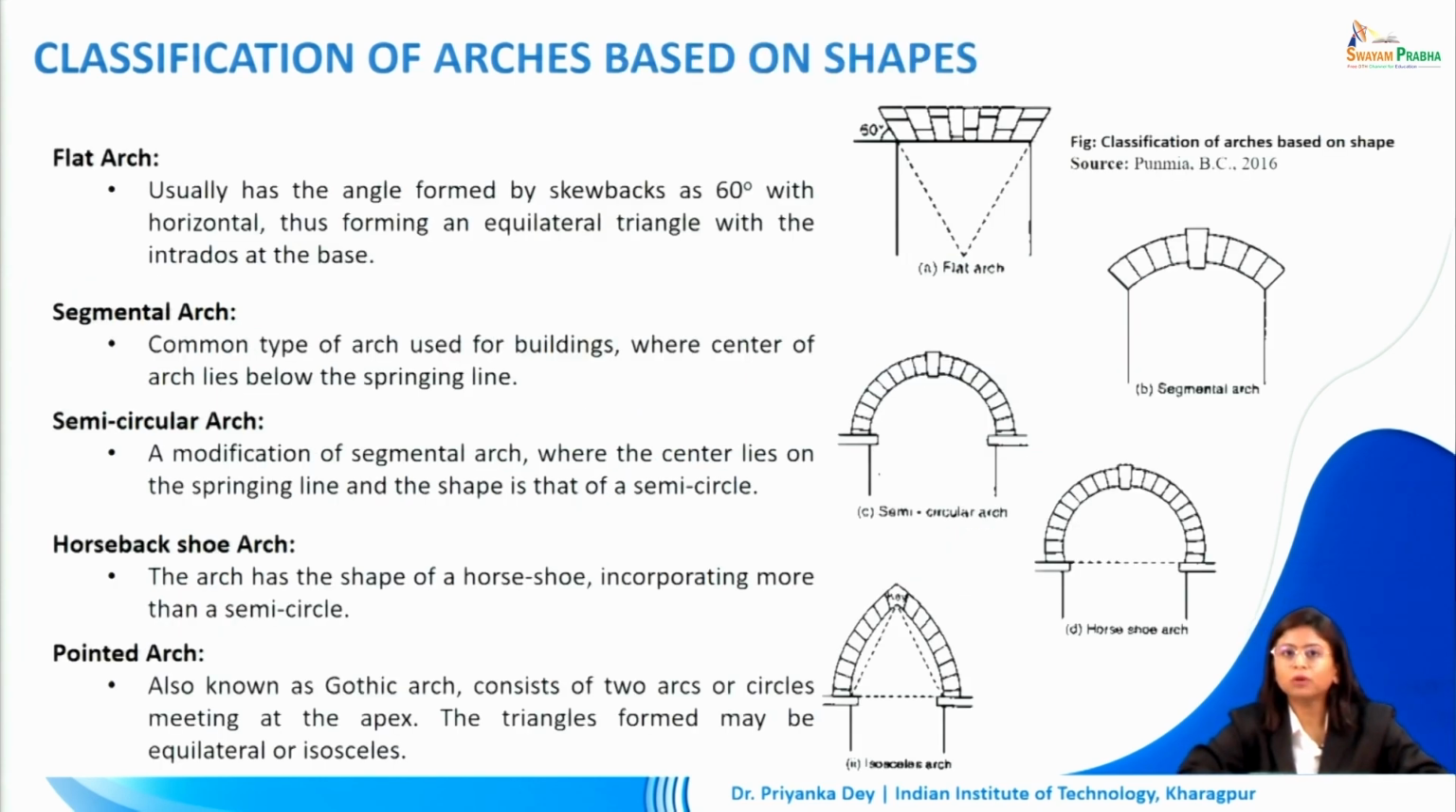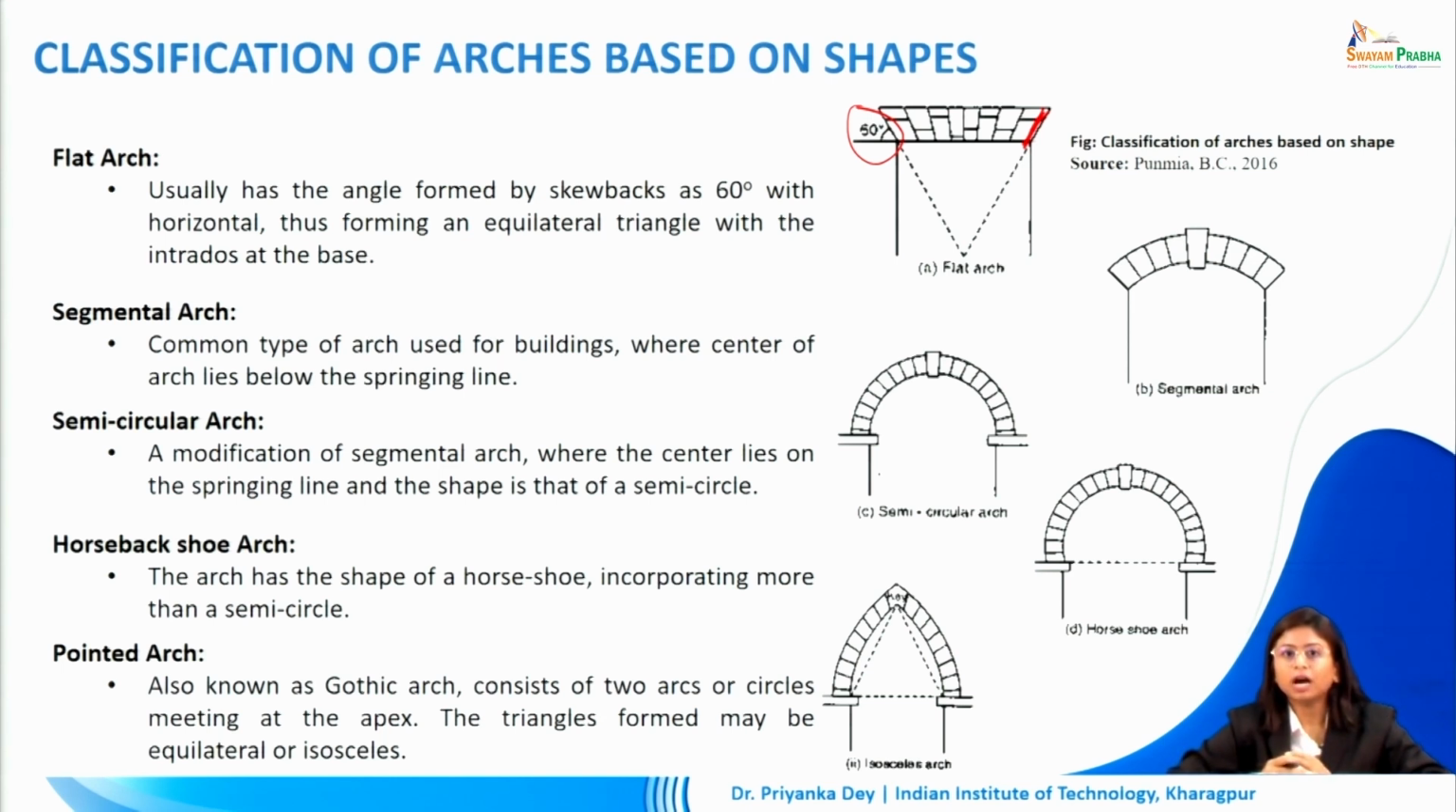First, let's talk about the classification of arches based on shapes. The first type is called a flat arch. Usually it has the angle formed by skew backs at 60 degrees with the horizontal. So, we know what the skew back is? That is this line. This is forming a 60-degree angle with the horizontal, thus forming an equilateral triangle with the intrados at the base.